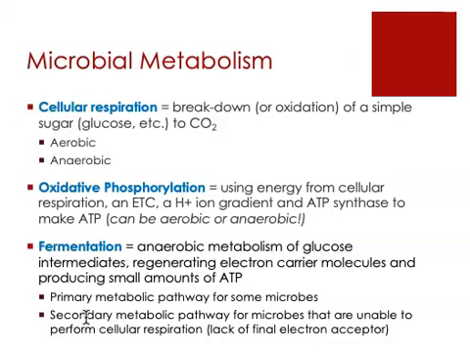Now, fermentation is the primary metabolic pathway for some microbes. In other words, that is their primary preferred form of ATP production. But in many other microbes, fermentation is a secondary metabolic pathway. It is a process that's going to occur only when the microbe is unable to perform cellular respiration and oxidative phosphorylation. In other words, fermentation only happens when those organisms have no access to their final electron acceptor molecule.